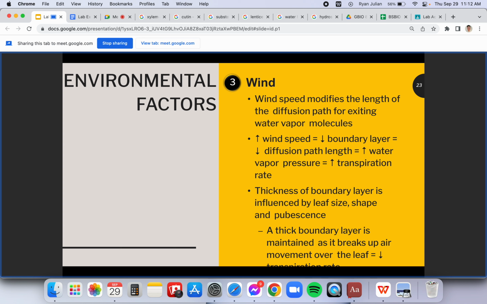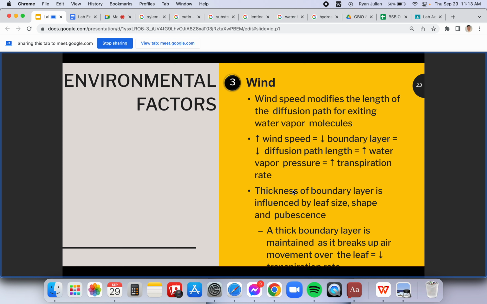Okay. Last two slides. Wind. Wind speed modifies or alters the length of the diffusion path for existing water vapor molecules, wherein the higher the wind speed is, the lower the boundary layer, which can lead to a lower diffusion path length and higher water vapor pressure that can result to a higher transpiration rate.